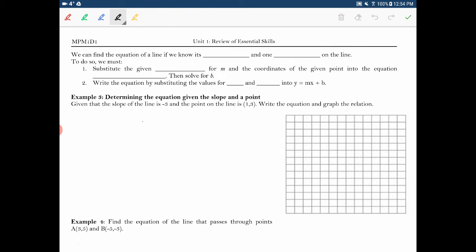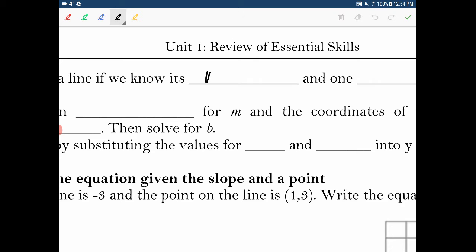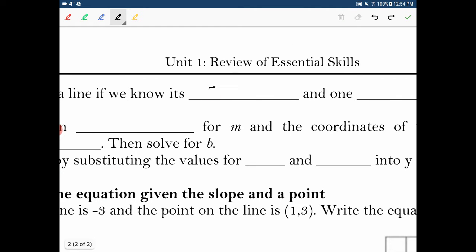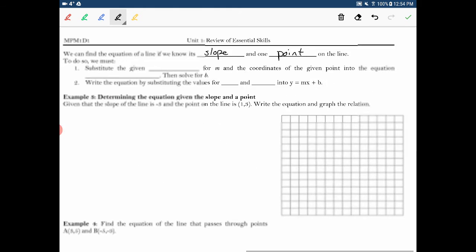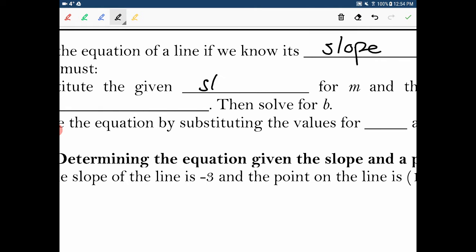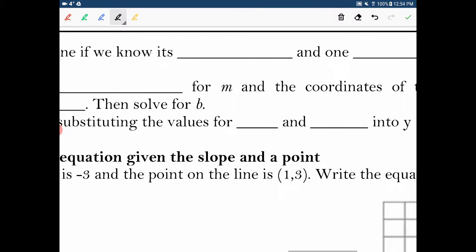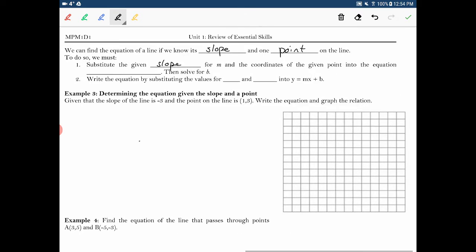What we're going to talk about right now is how we can figure out the equation of a line given certain information. One of the things we can do is figure it out if we're given its slope, which does not start with an m, even though that's the variable we use, and one point on the line. If you tell us the slope and a point, we can figure out the equation of the line. What we have to do is sub in that slope. We replace our m with the slope, and then we sub in the coordinates of the given point into the x and y.